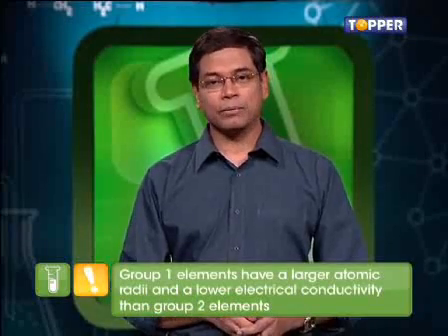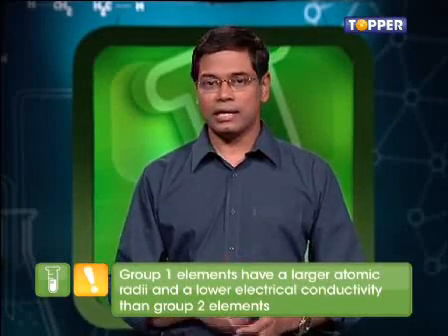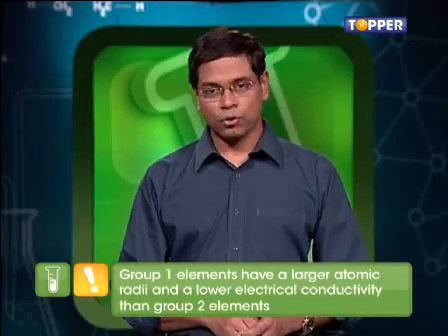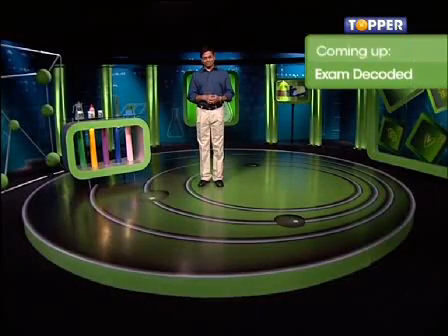So, the variation in properties between the two groups can be summed up as Group 1 elements have a larger atomic radii and a lower electrical conductivity than Group 2 elements. Enough learning for today, isn't it? Well, if you have got all the concepts, you can pat your backs and take a short break and gear up for the exam decoded section.